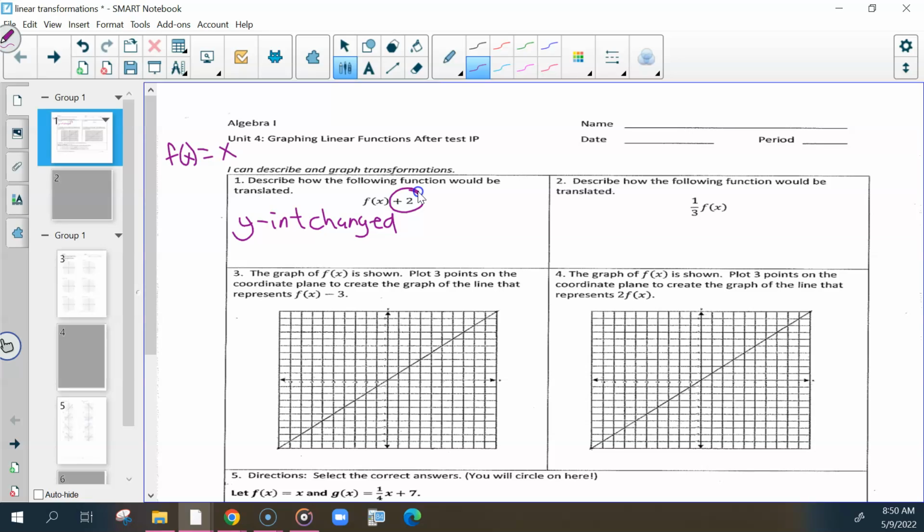So if it was 0 and it's now being moved up 2, we can say that this was shifted up 2. Somewhere on your paper, if you want to write, just so you remember, anytime it shifts up or down, that's dealing with your y-intercept. I'm just going to write that at the top.